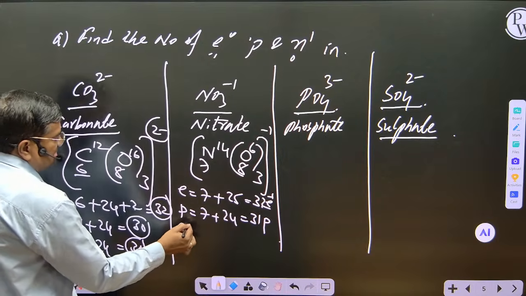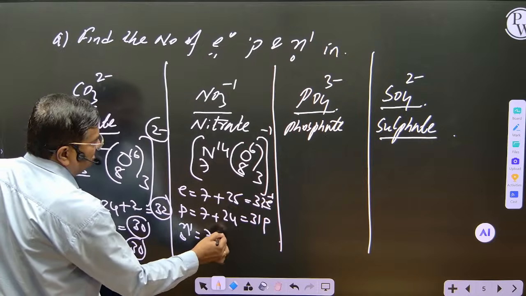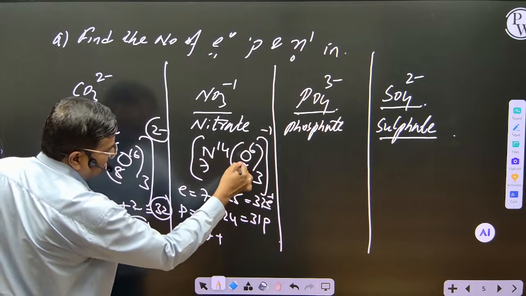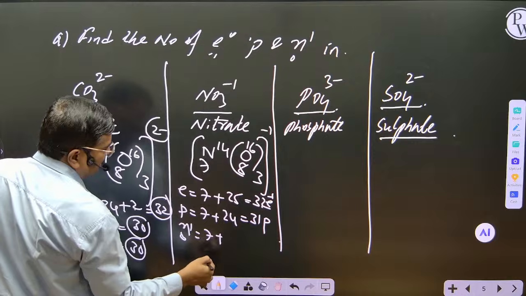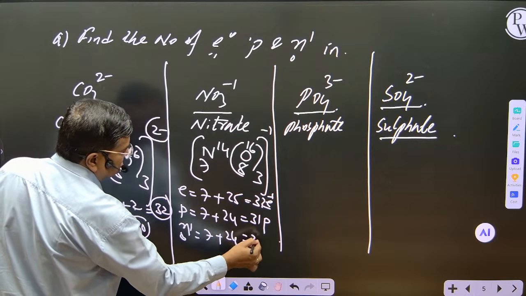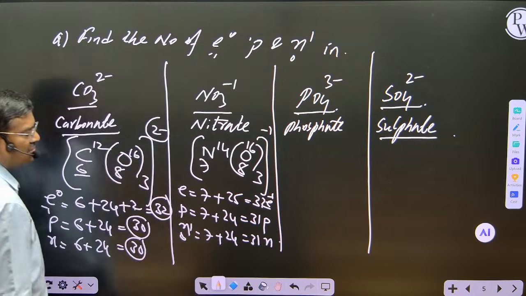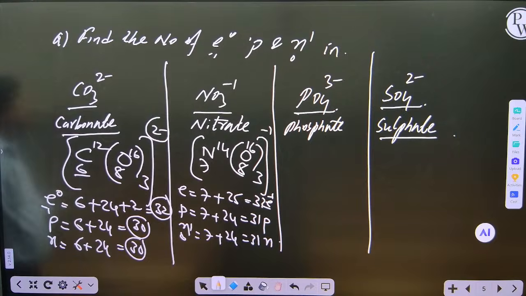And neutrons when you consider, also same thing. 7 from nitrogen. Here 16 oxygen, 8 8s 3s are 24. Protons, neutrons also come same. 31 protons, 31 neutrons, electrons will be 32.